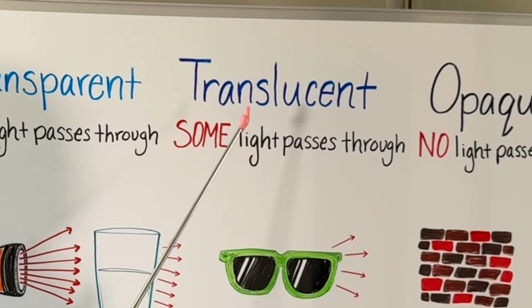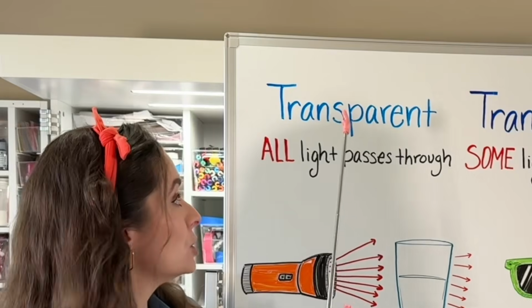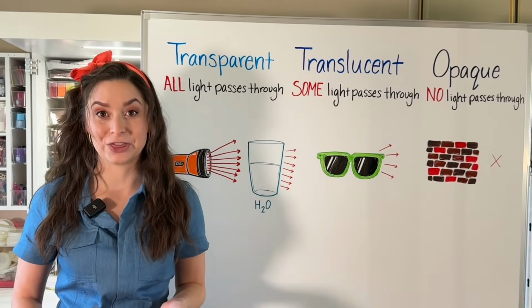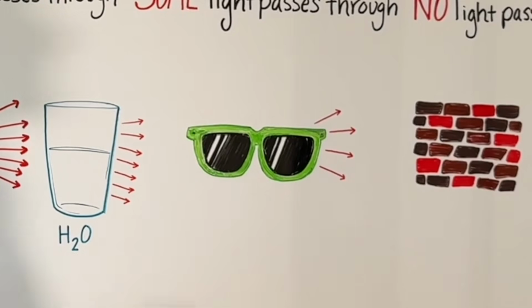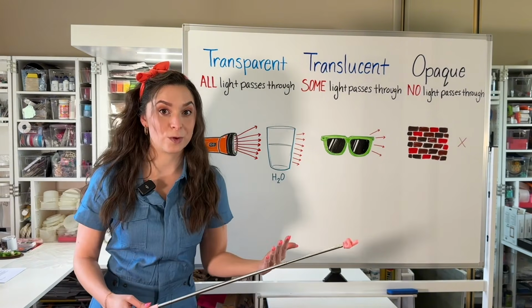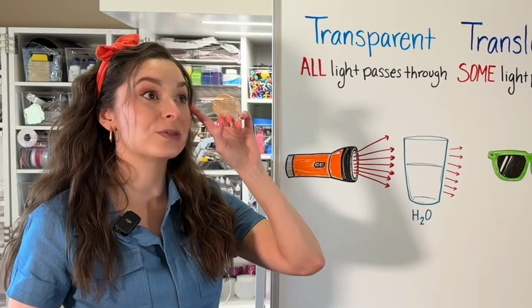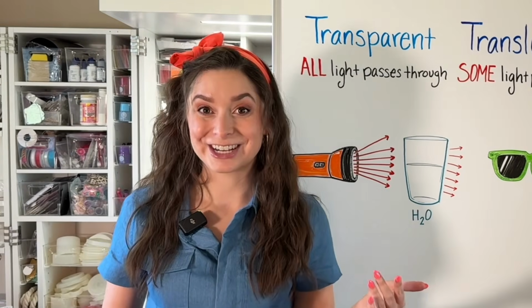The next one is translucent. Similar to transparent, but only some of the light will be passing through the object. So think of a pair of sunglasses. Some of the light will be passing through. You can still see through it, but it's not all of the light. You could also think of a frosted window. That's another good example as well.